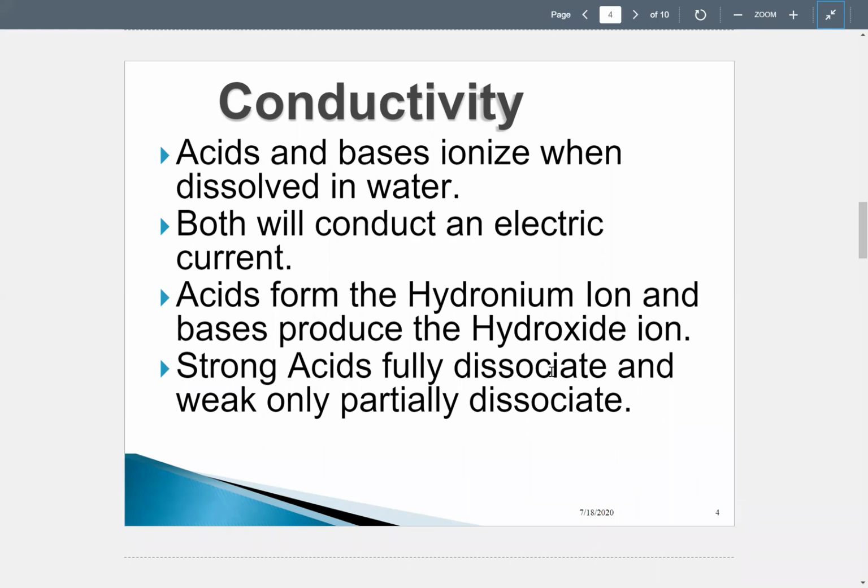So for instance, citric acid is an acid. It will taste sour, but if you pour the citric acid into water and stir it up, it won't be as electrically conductive as if you put hydrochloric acid in there.